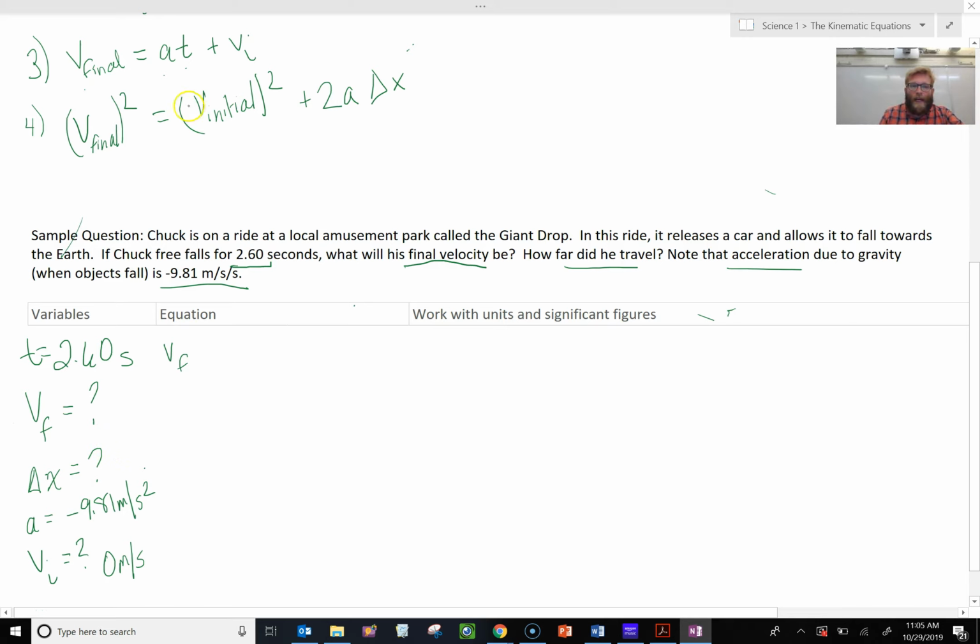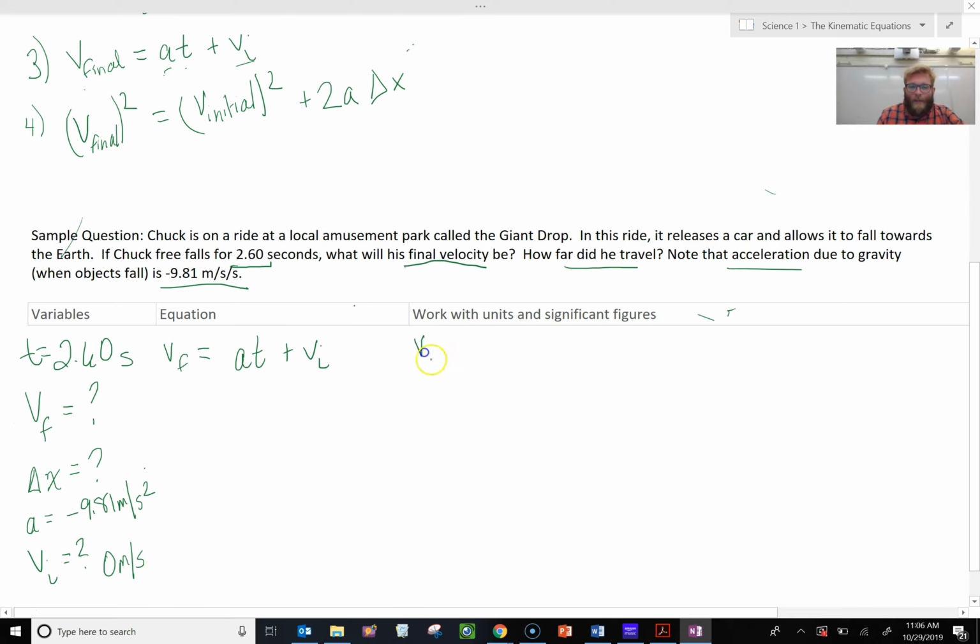But do I know my acceleration? Yep. Do I know my time? Yep. And do I know my initial velocity? Yes. So could I use that equation to solve for it? And the answer would be yes, I probably could. So the equation that I would use in this case would be VF is equal to a times t plus my initial velocity. Okay, so let's go ahead and solve for this.